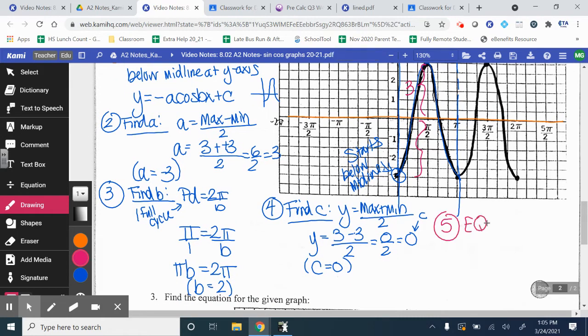And lastly, we're going to write out our equation. So subbing in our A, our B, and our C. A is negative 3, B was 2, and C was 0. So we just have negative 3 cosine 2x. And again, you can put that 2x all in parentheses.